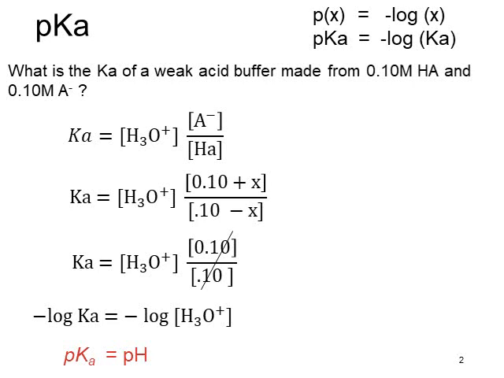Now, if we take the negative log of both sides, we end up with the pH is equal to the pKa under those conditions where we have equal amounts of acid and conjugate base. That's also going to be the best place for a buffer to work. So by taking the pKa of the acid in a buffer system, you immediately know what pH this buffering system will work best under.